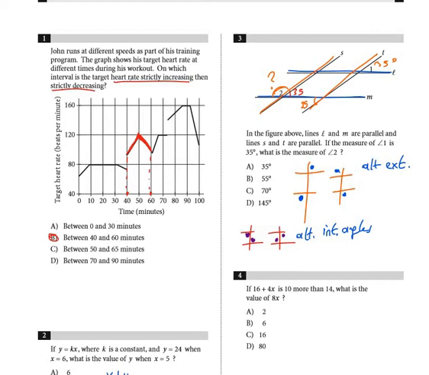Now we know that angle 2 and the 35 degree angle are on the same straight line. So angle 2 plus 35 is supplementary. So the measure of angle 2 plus 35 degrees is 180 degrees because it's on a straight line. So angle 2 is 180 minus 35, which is 145.